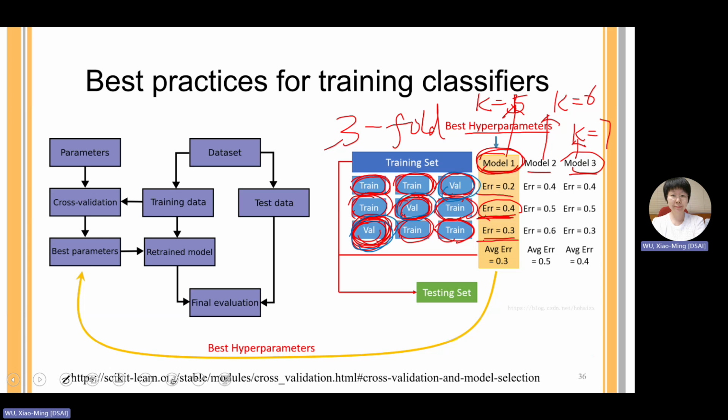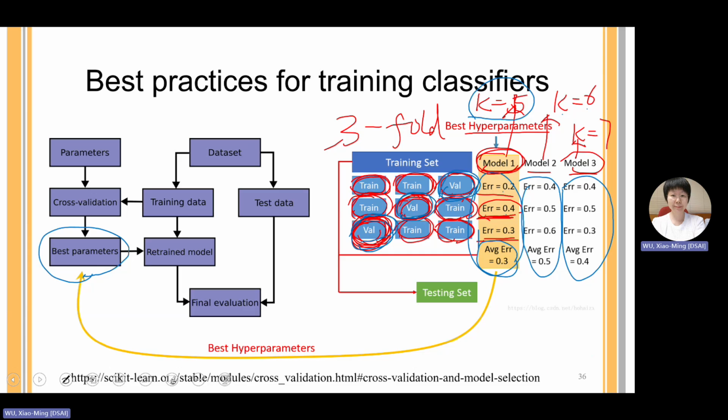Now for k being 5, we have computed 3 error rates using different folds of validation sets and different folds of training data. Similarly for k being 6. Now we can take the average of the 3 rounds and identify the best model. Clearly, the best model is k being 5 because it achieves the lowest error rate. Then this is our best hyperparameter.